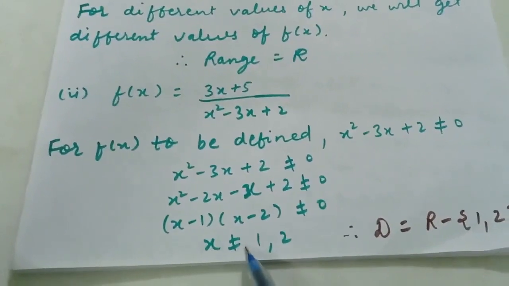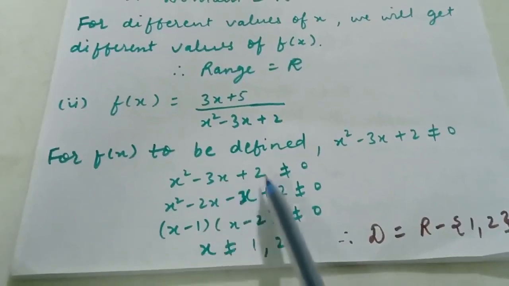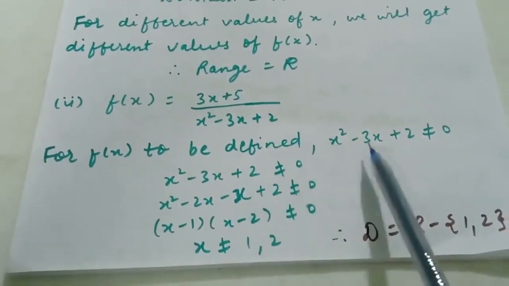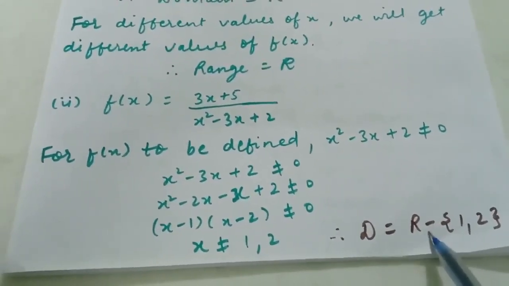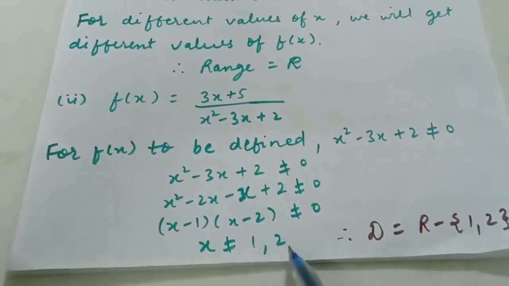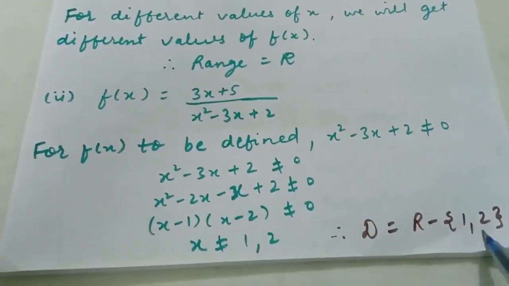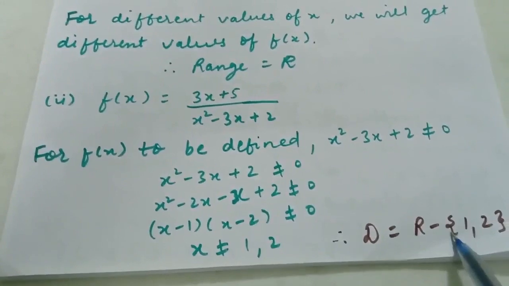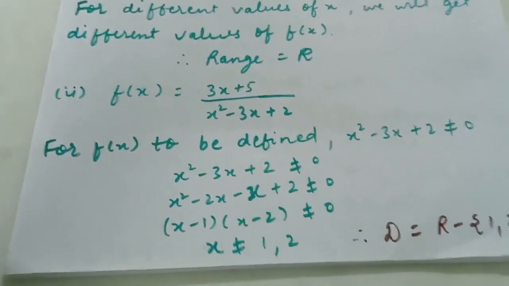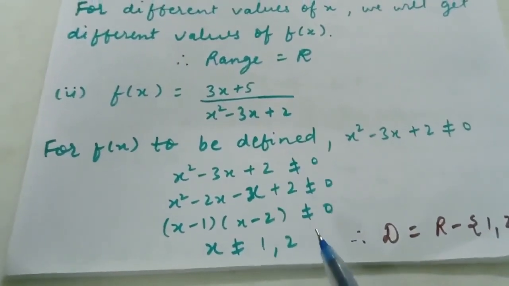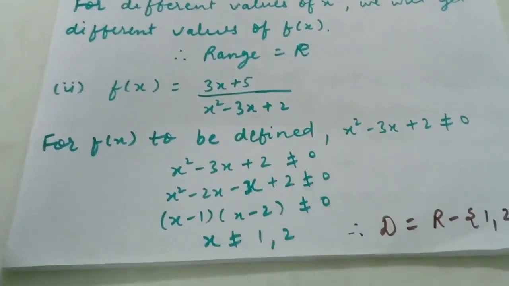That is, x should not be equal to 1 and 2, because these are the values where x² - 3x + 2 will become 0, and we want the denominator to not equal 0. So the domain is the complete real set minus these values of x, because x is not equal to 1 and 2. So all real numbers minus the set {1, 2}, with these values inside curly brackets. This is the domain of the function f(x). The range of this function we will not calculate in class 11th. You will study this in higher classes for such functions.